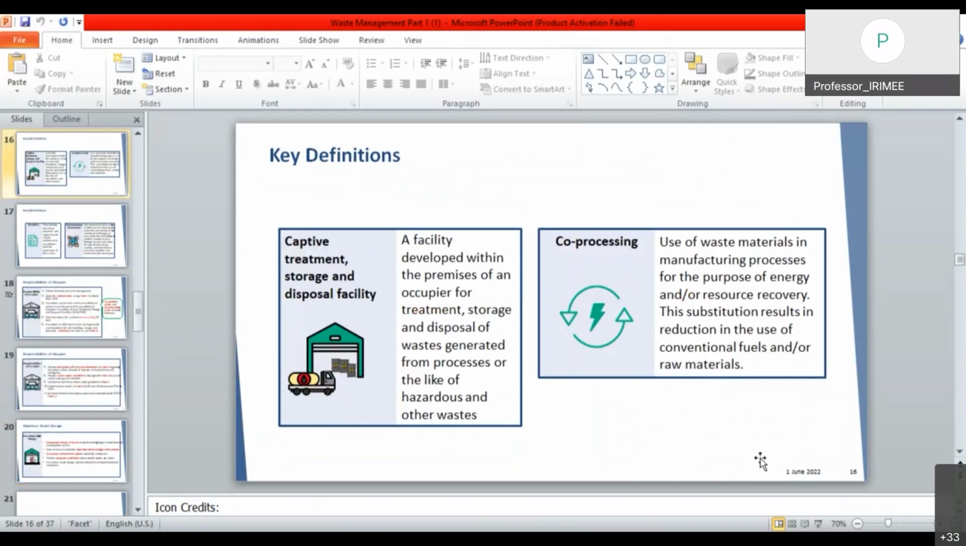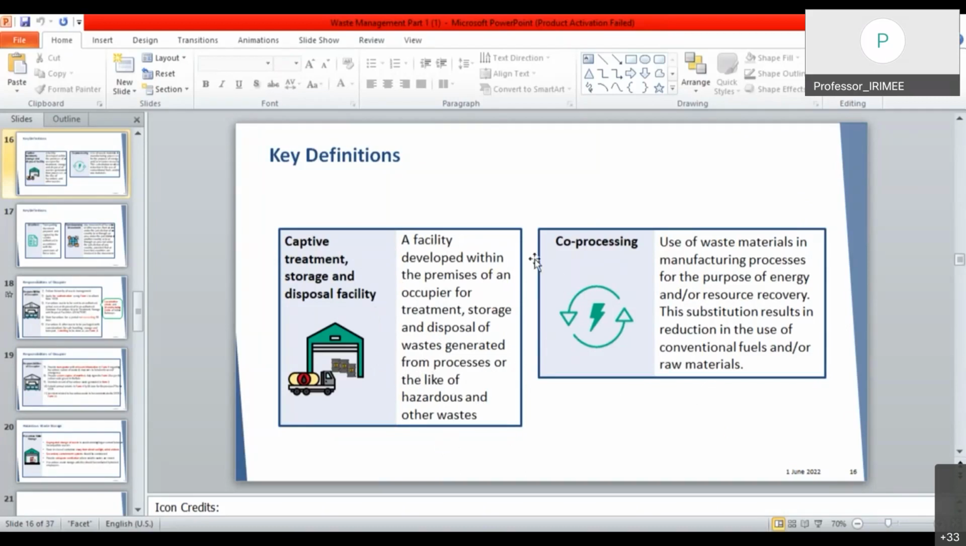As per these rules, captive treatment, storage and disposal facilities are the facilities developed within the premises of an occupier for treatment, storage and disposal of the waste generated from the processes of hazardous or other waste. Within the premises, the facility for waste collection is the captive treatment and storage facility.